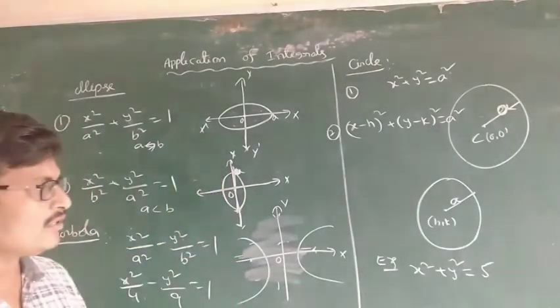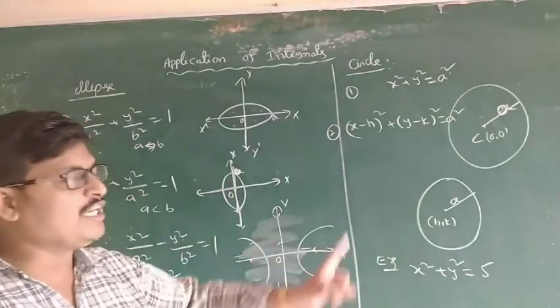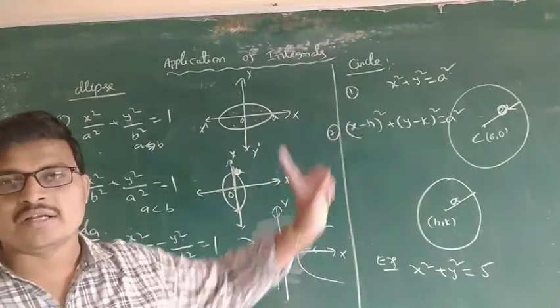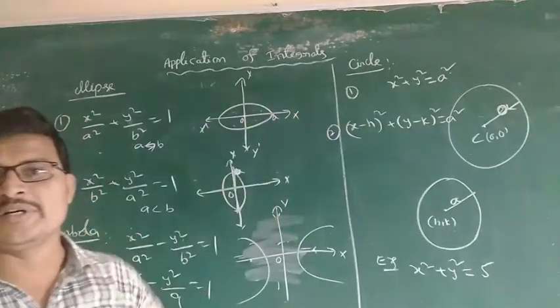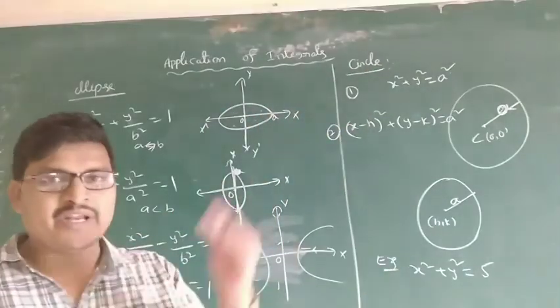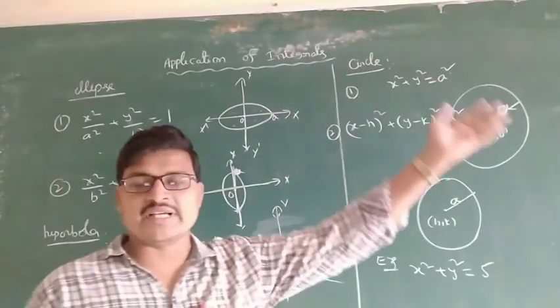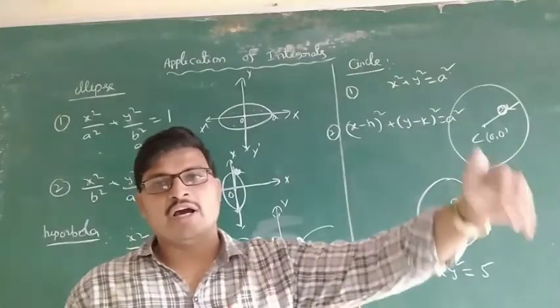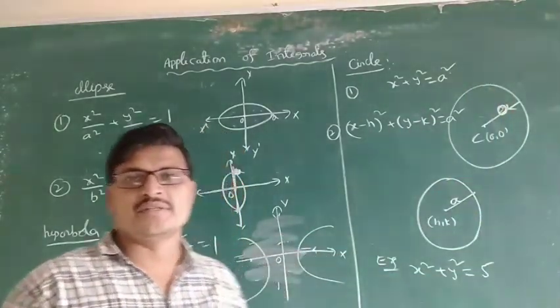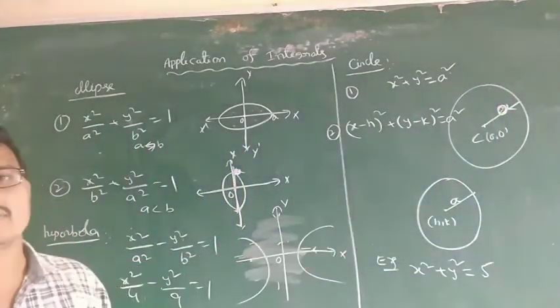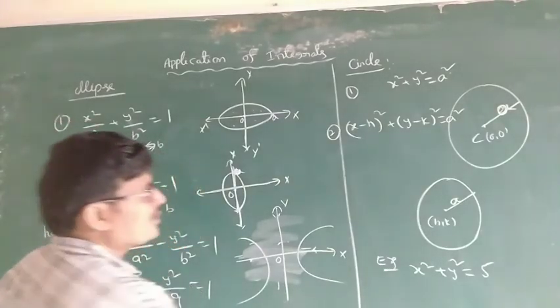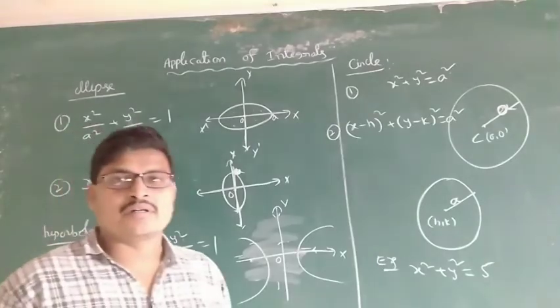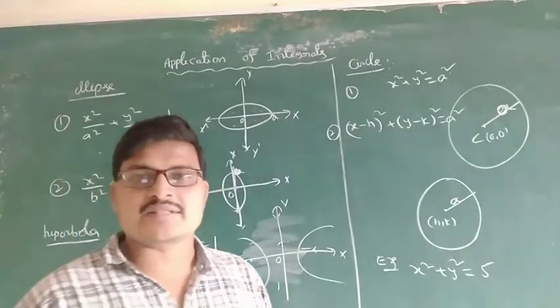So depending on the graph, we decide the limits: a to c and c to b, or directly a to b. Some area is below the x-axis and some above the x-axis, so which type of limits we have to take is the main concept. Okay, this is one. Tomorrow we continue the exercise.